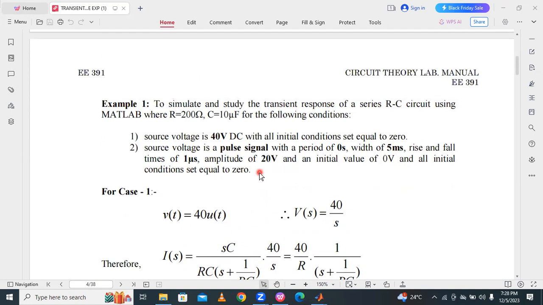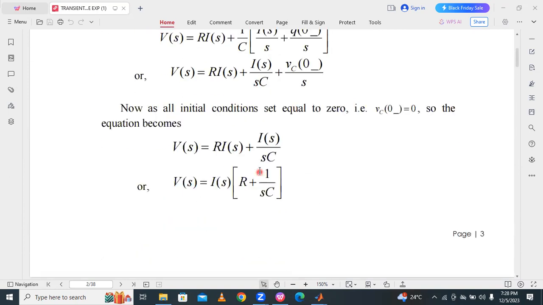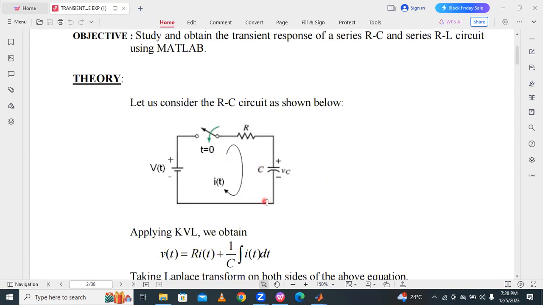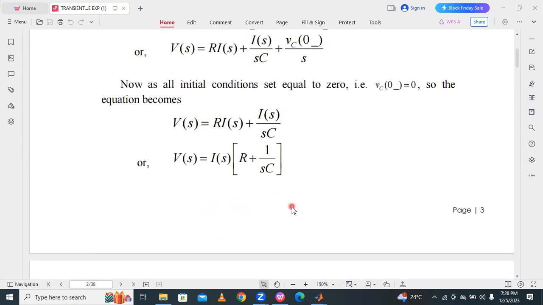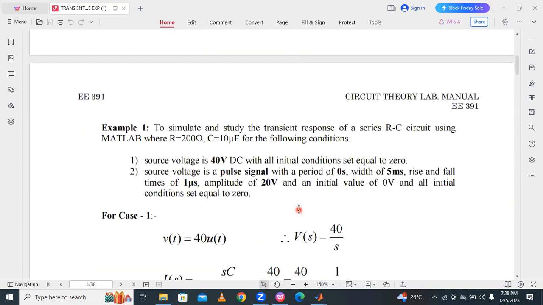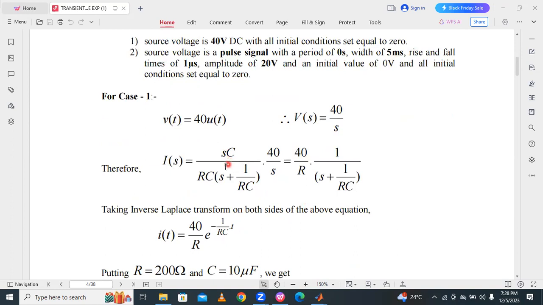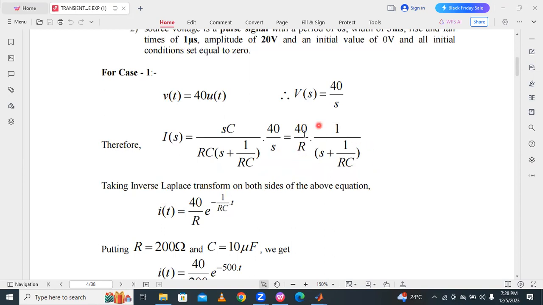From the RC circuit, the derivation is already done. I of s is equal to V of s divided by R plus 1 by sC. By substituting here, we get this expression: sC divided by RC, s plus 1 by RC, into V of s, which is 40 divided by R into 1 by s plus 1 by RC. Then apply the inverse Laplace transform: I of t is 40 by R times the inverse Laplace transform of 1 by s plus 1 by RC, which is nothing but e power minus 1 by RC into t.